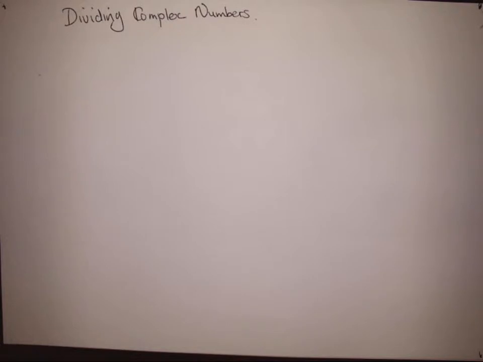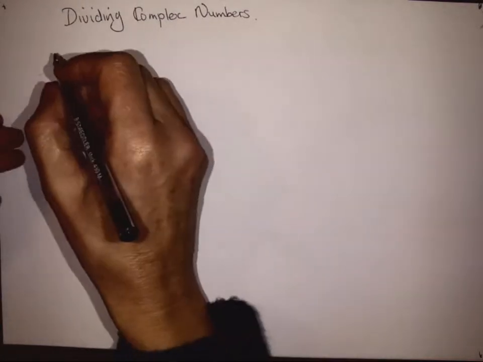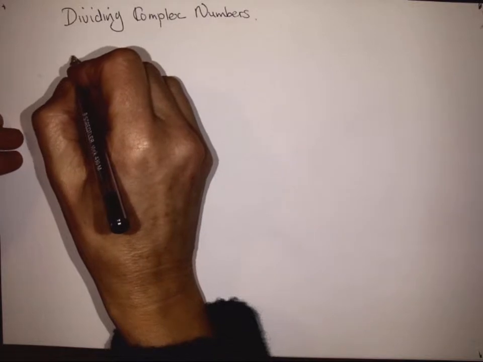Dividing complex numbers can be complex. The first thing is that it's easy enough to divide a complex number by a real number.